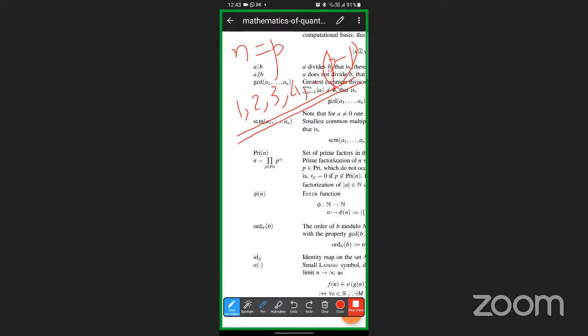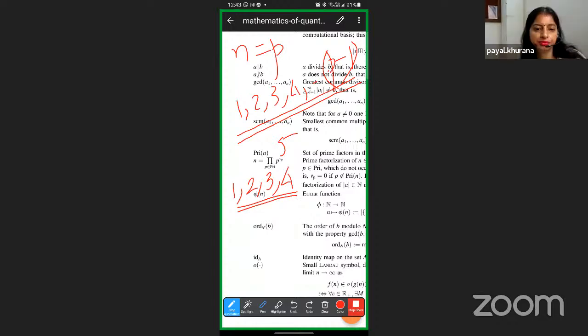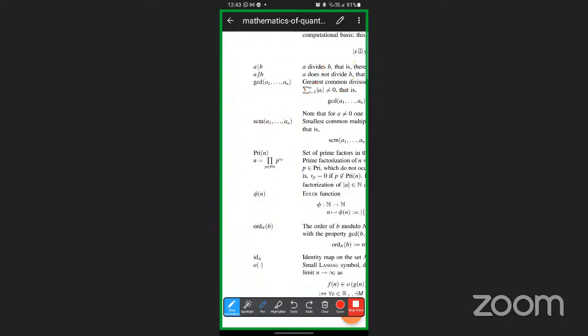If still not clear, let's take 5. What are the numbers which are relatively prime to 5? It's 1, 2, 3, and 4. None of them have anything common with 5. Agreed? Yes, sir. So if n is a prime, phi of n is p minus 1. If n is prime. Okay.